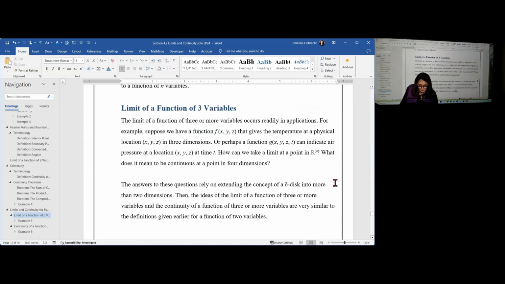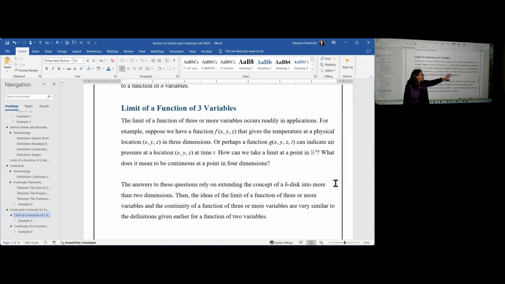Let's now take a look at the limit of a function of 3 or more variables. Now, this occurs quite a bit in applications. For example, you might have a function that gives the temperature at a physical location in 3-dimensional space. So w is the temperature, which depends on your location. Or perhaps it indicates air pressure at a particular location, or maybe at a particular time.